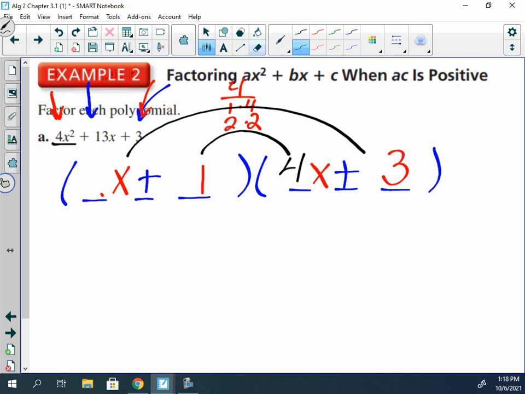Now, when we plug them in, you're going to pick which one you think will work. We'll plug them in, check if it does. If it does, we're done. If it doesn't, we try a new setup. Here, x times 3 would be 3x, 1 times 4x would be plus 4x, which is 7x.